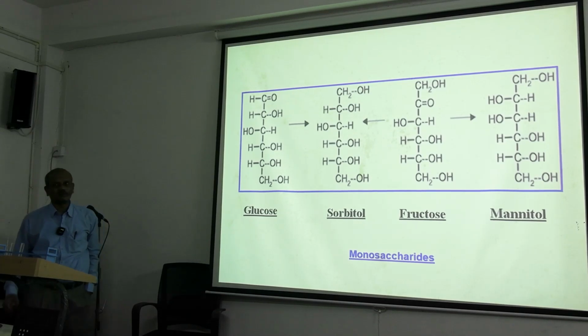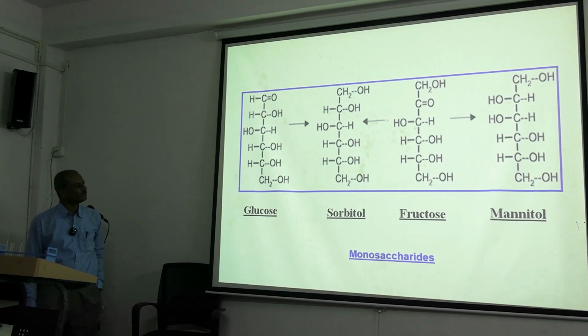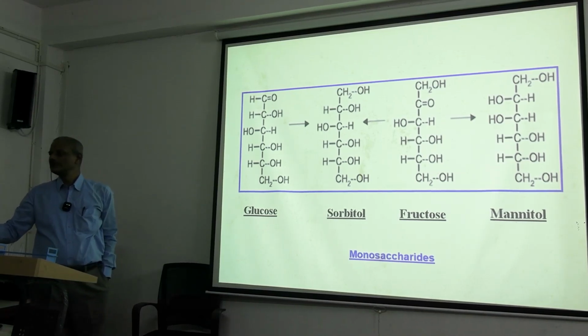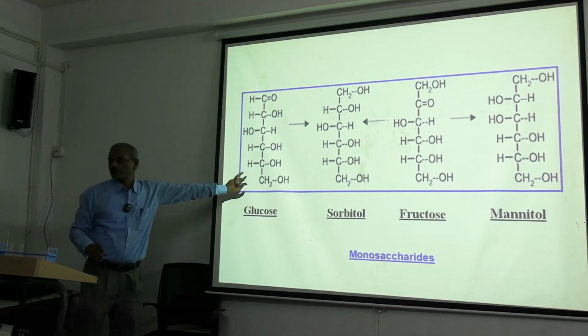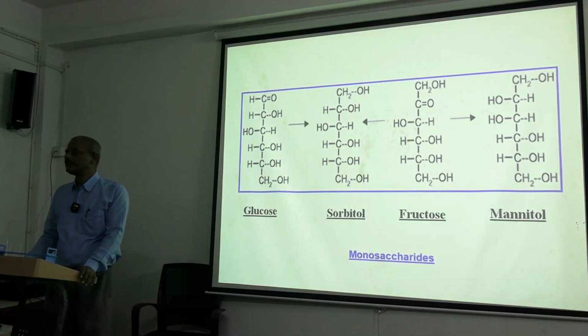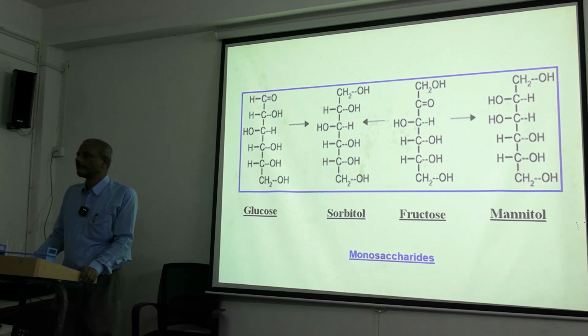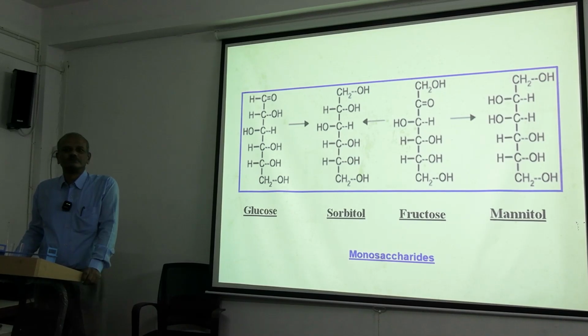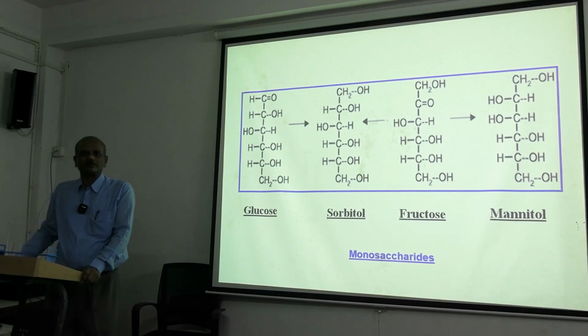So here you see, look at this. I have written glucose, sorbitol, fructose and mannitol. Glucose will give a positive result. Will this give a positive result? Benedict test or not? Will this give a positive Benedict test or not?